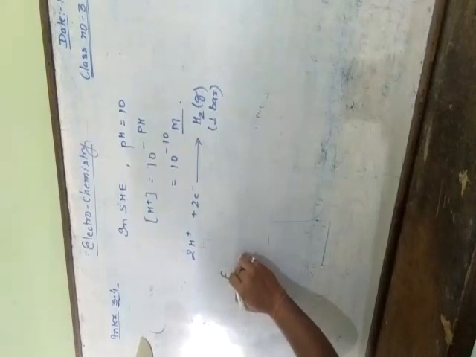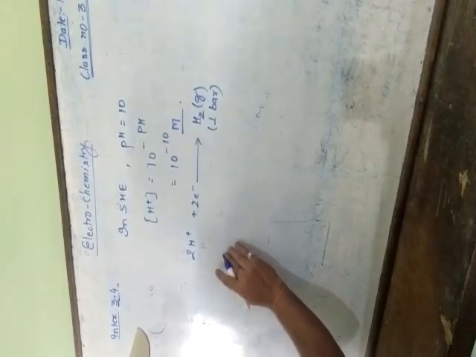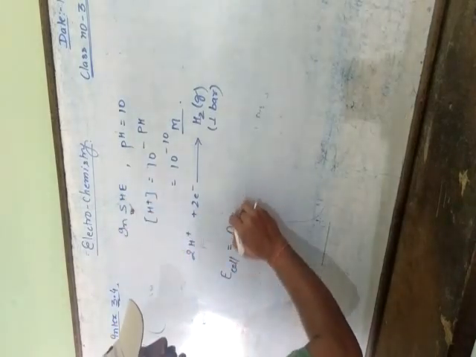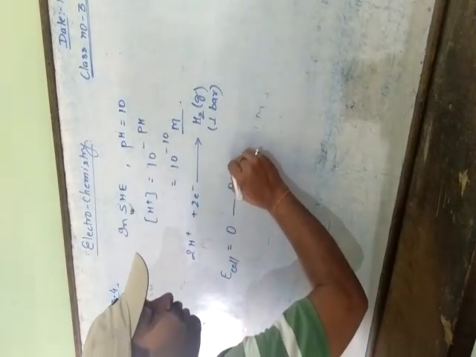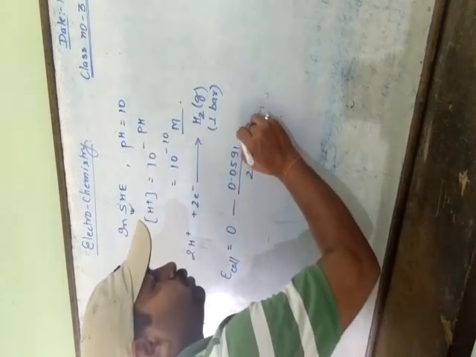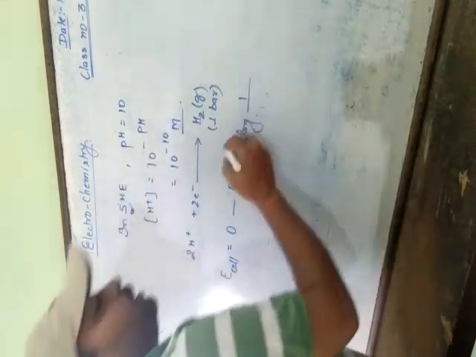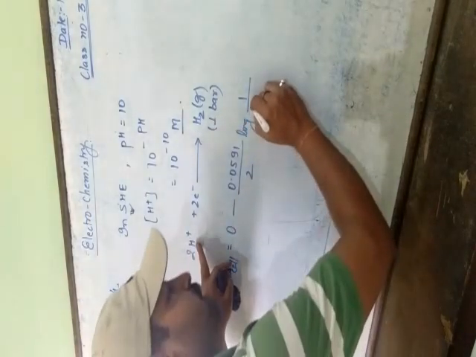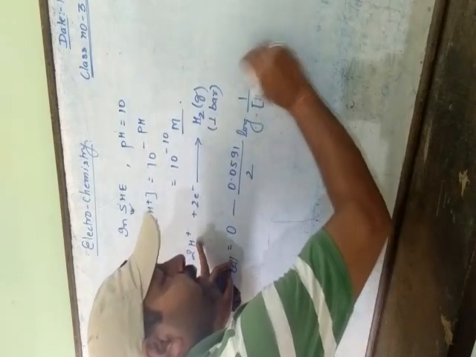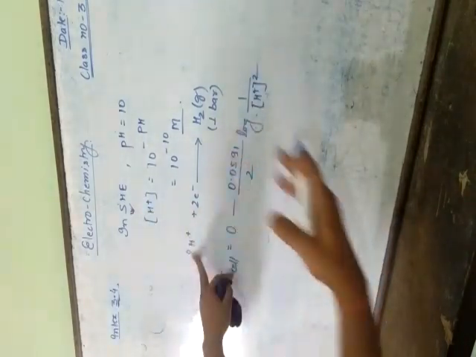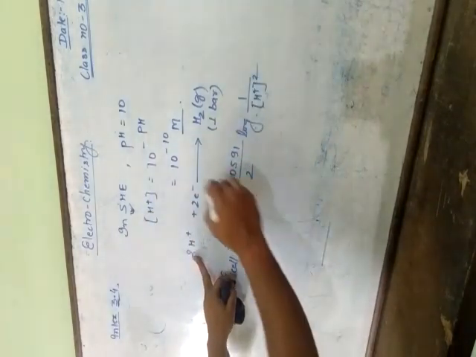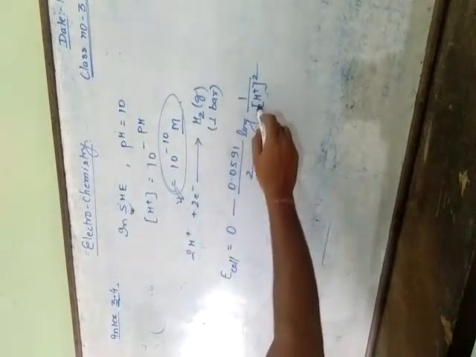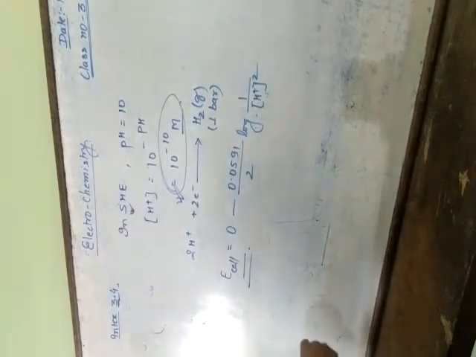Now students, E cell equals E naught cell of SHE, which is 0, minus 0.0591 by 2 log 1 by, because the pressure is 1, by H+, and the coefficient is raised as the power. And students, we have to find the value of H+ to get the E cell.